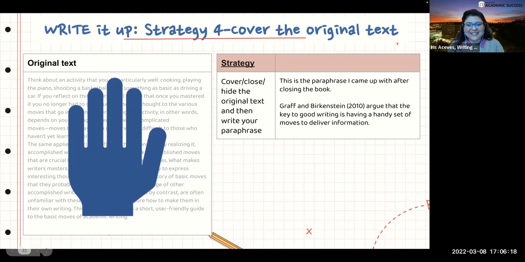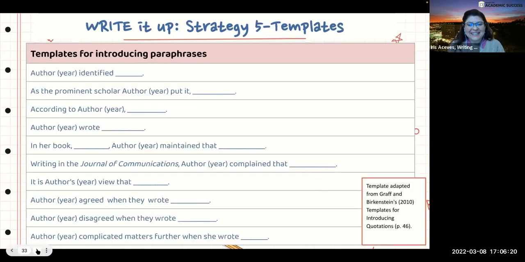And the 5th strategy that we have, even though we're going a minute over, is consider using some of these templates that already exist. So for example, you can start something like the author, Birkenstein and Graff Birkenstein, and the year identified, or according to the author, or in her book, the title of the book, the author maintained that. These are some templates that you can go ahead and use.